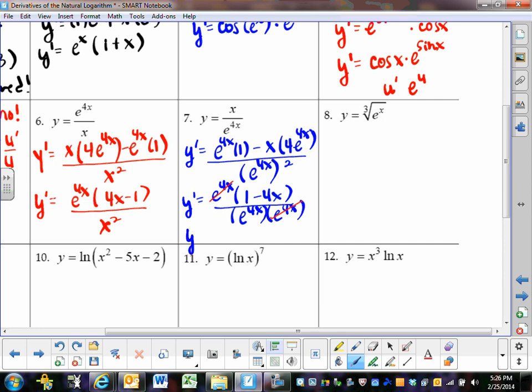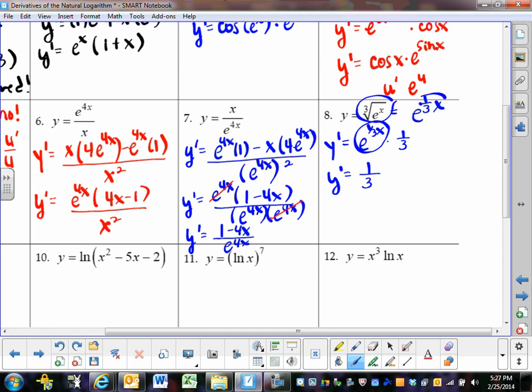We have to do a quotient rule. So y prime is low d high minus high d low over the square of what's below. So you would see this in factored form. So you would see the e to the 4x pulled out. That leaves behind 4x minus 1 all over x squared. And the reason you see it that way is because, remember, e is never negative or 0. So our only 0 can come from this value, and our only undefined spot can come from x being 0. So that would be our horizontal and vertical slopes.